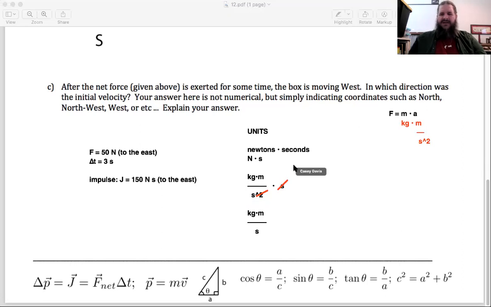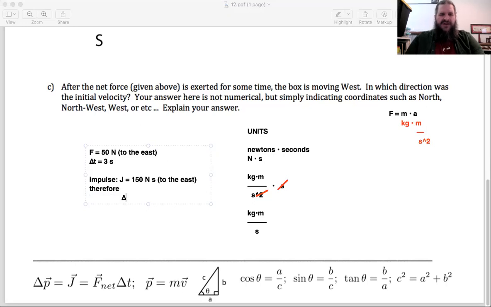And kilogram meters per second is the unit of measurement for what? That's a mass, right? Kilograms times meters per second is velocity. What do we call mass times velocity? Yeah, that's momentum. Newton seconds is exactly the same as kilograms times meters per second. So impulse has the same units of measurement as momentum, because it's really just describing the change in momentum.